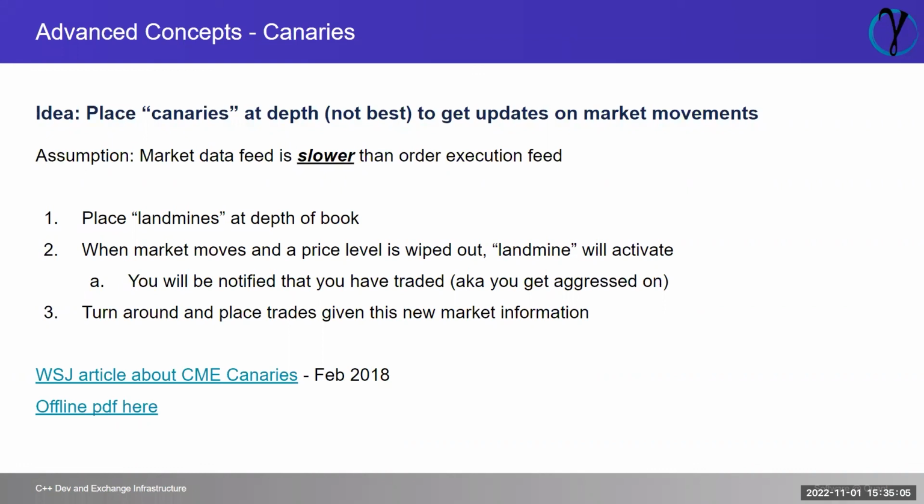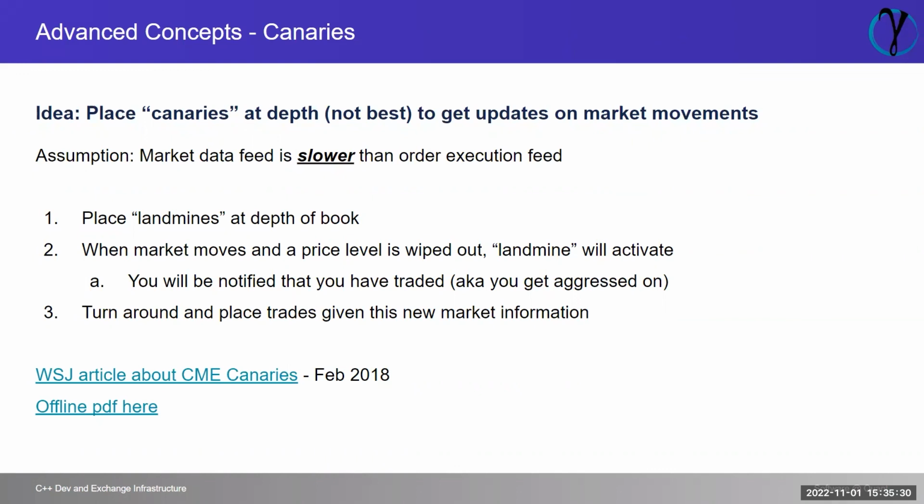So what happens there is that because it's slower for the market data feed and you have a faster feed if you have it private, you basically do this algorithm. You place a landmine at depth of book. Depth of book means that, remember our order book before? We have a best bid, best ask. You don't place it on best bid, best ask. You place it on either one above or one below the best ask and best bid, respectively, right?